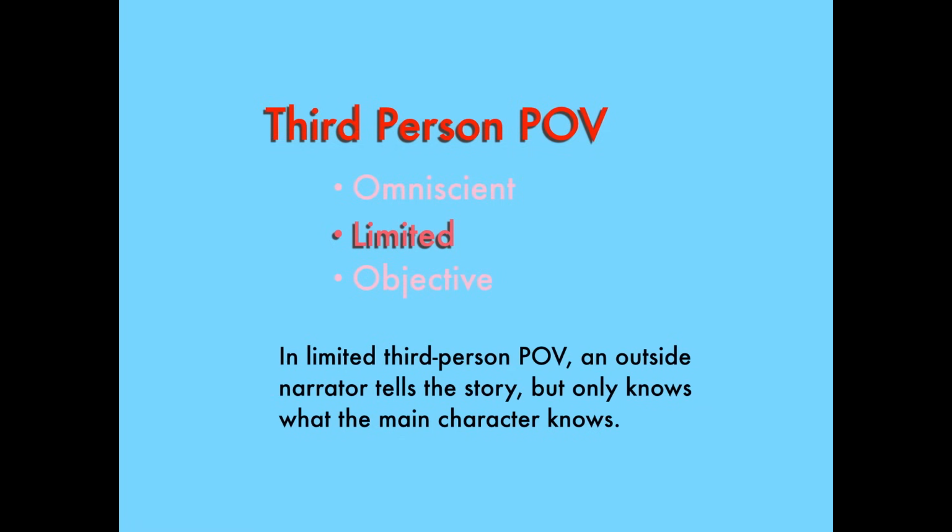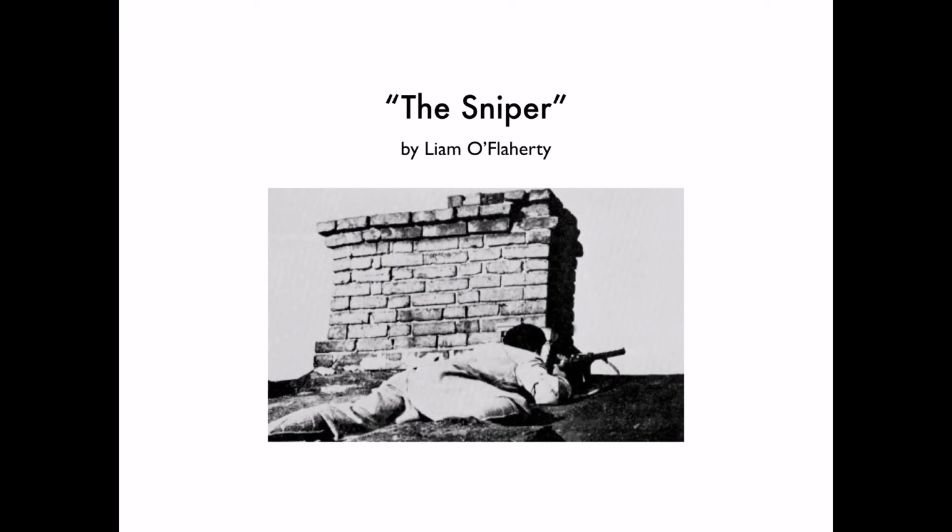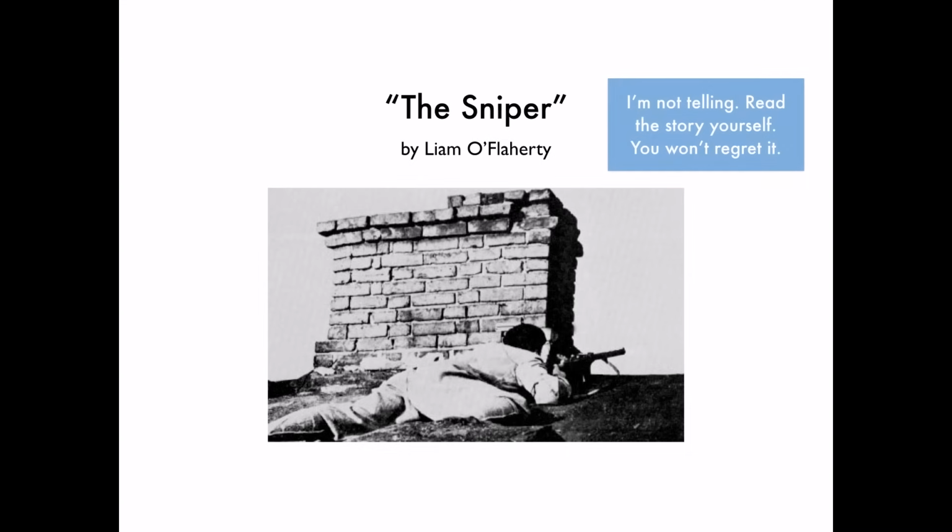This is a character outside the story too, but this one only knows what the main character thinks and knows. If the character doesn't know who's hiding around the corner, then the narrator doesn't either. This can be really useful, like in the short story The Sniper by Liam O'Flaherty, when we are meant to be surprised by the identity of the second sniper. We learn who it is only when the main character does. If we'd known all along whom it was, it would be a very different and less interesting story.